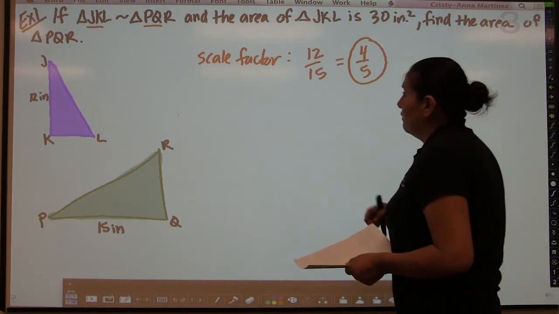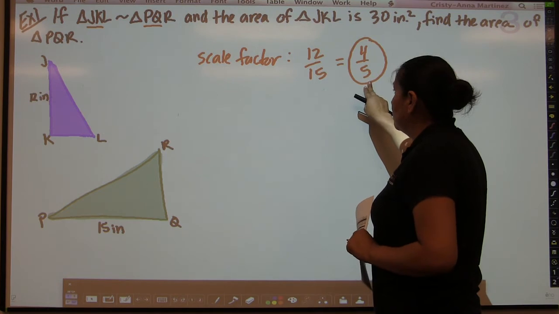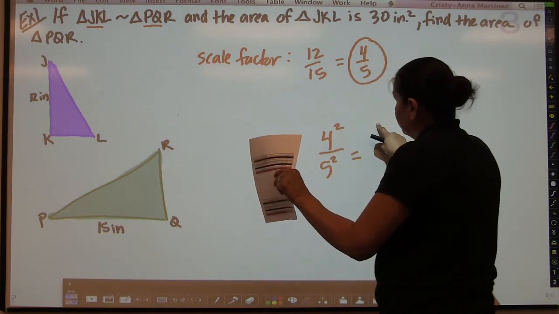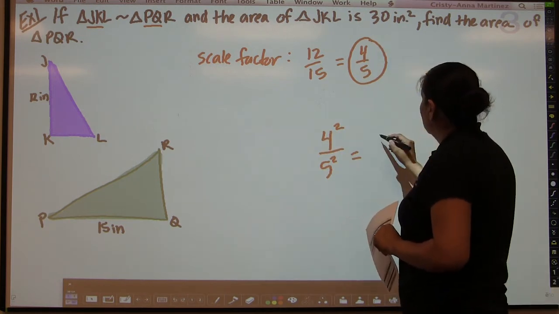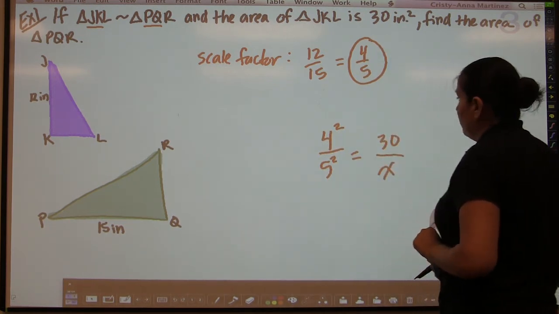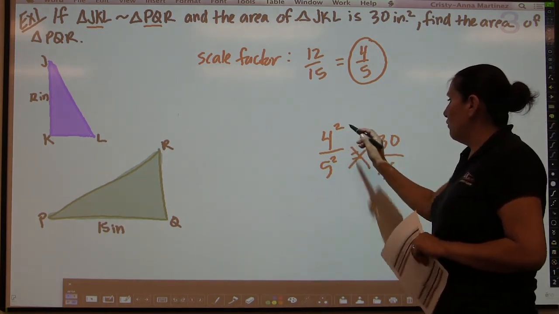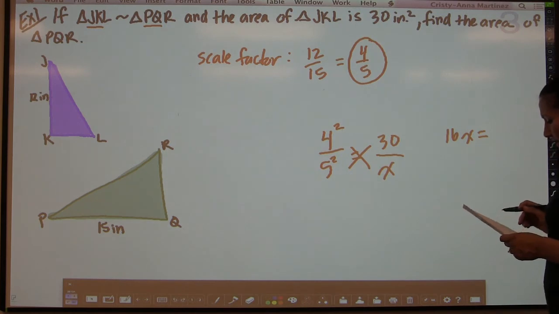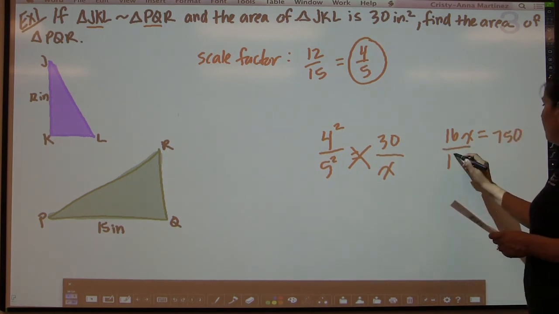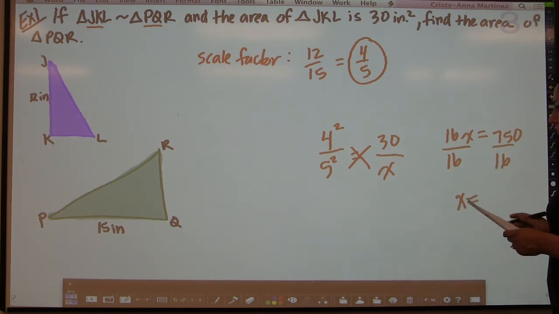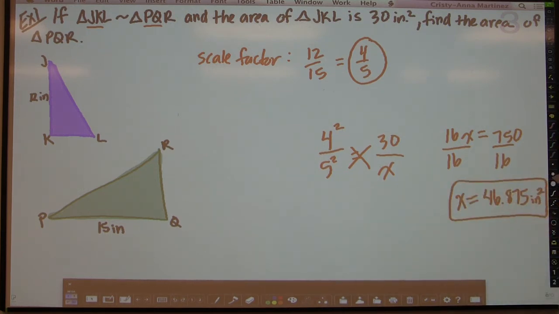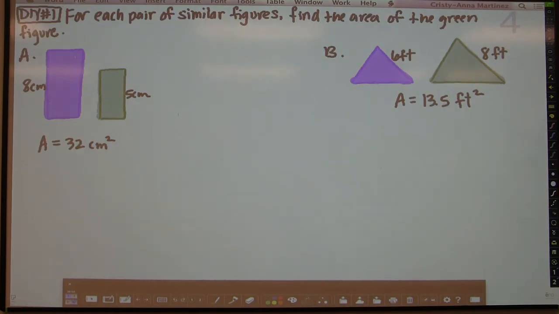And we know that the areas of the two figures will be proportional to the scale factor squared. So we're going to go 4 squared is to 5 squared as the area of the blue figure, JKL, which is 30, is to the area of the green figure, which we don't know, so that's where my variable x goes. 4 squared is 16, so we get 16x, and 5 squared is 25, and 25 times 30 is 750. Then we divide by 16, and the area of the green figure is 46.875 square inches. Just like that. Now we will let you do number 1, parts A and B yourself, and then we will go to example 2.